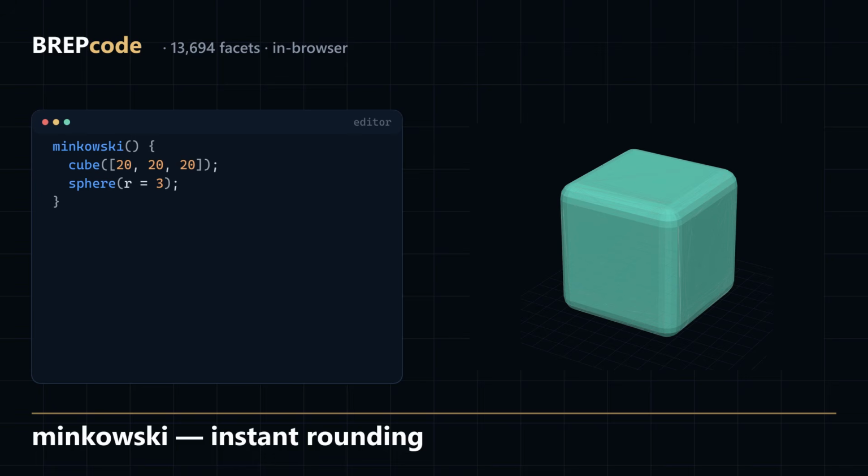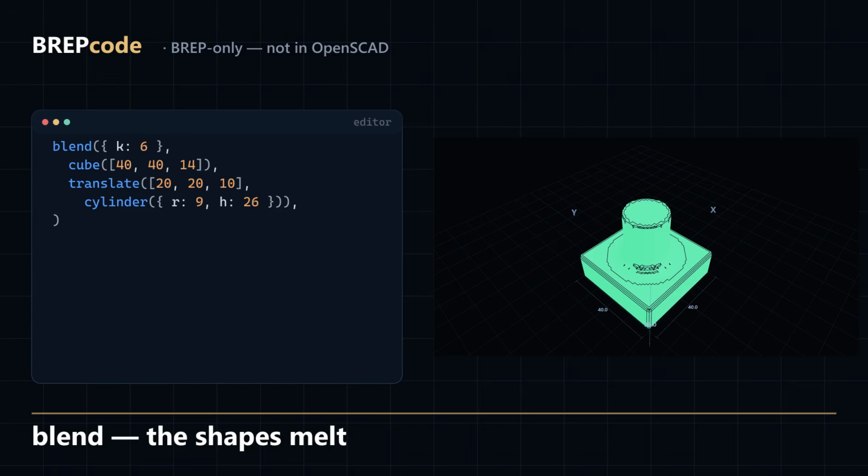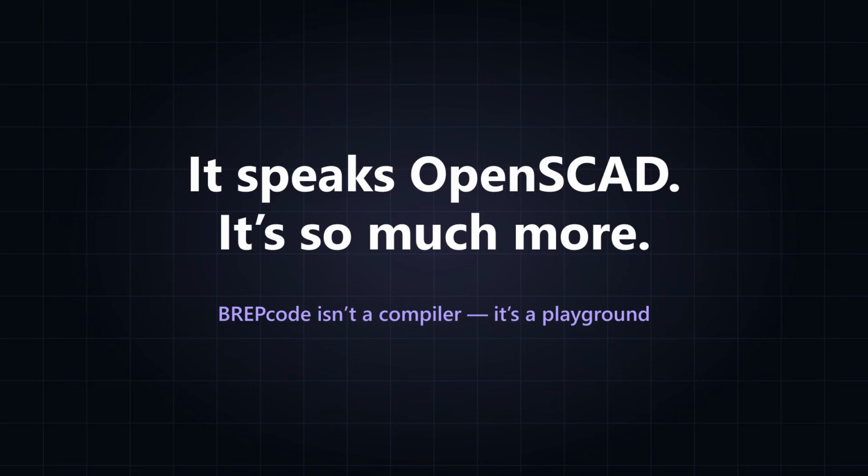Now the fun stuff. Minkowski rolls a sphere over every edge, instant rounding. And here's one OpenSCAD simply can't do, a blend. The shapes melt into each other, no edge required. So yeah, it speaks OpenSCAD, but BREP code is so much more than a compiler.